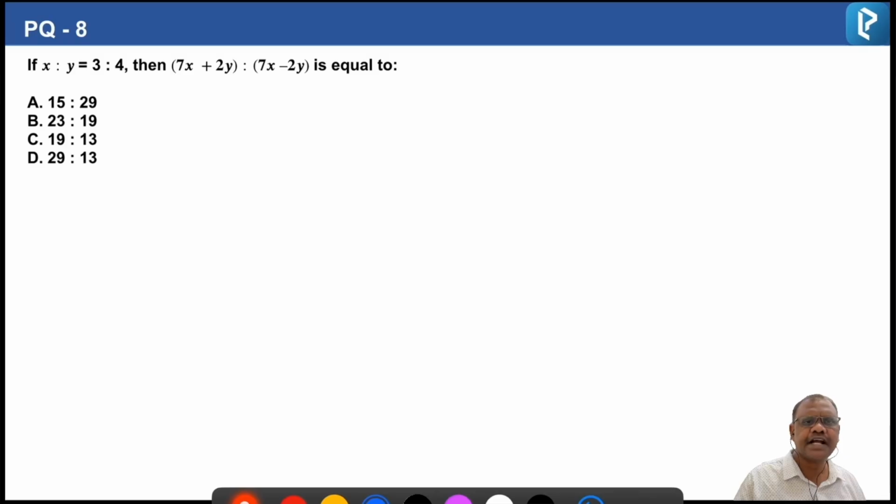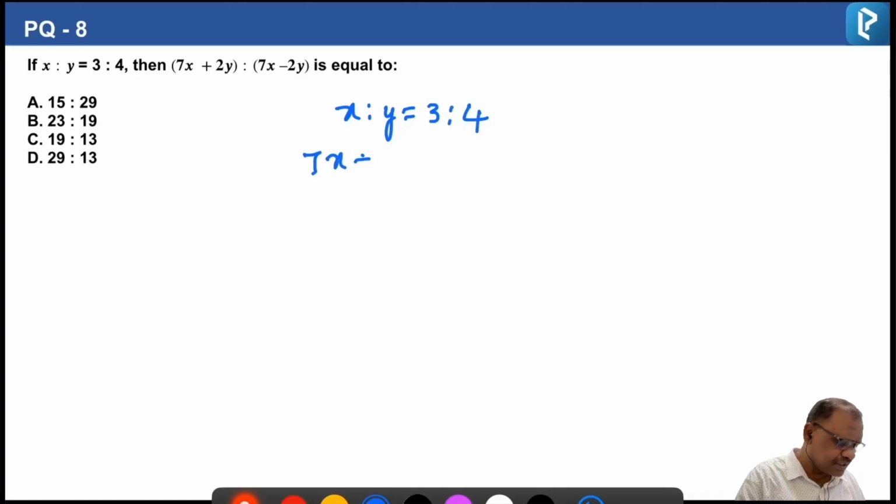Next, question number 8. x:y is equal to 3:4. Then 7x plus 2y is to 7x minus 2y is equal to what? So from the given ratio, x:y is equal to 3:4. We have to find out the ratio of these two expressions, 7x plus 2y and 7x minus 2y.